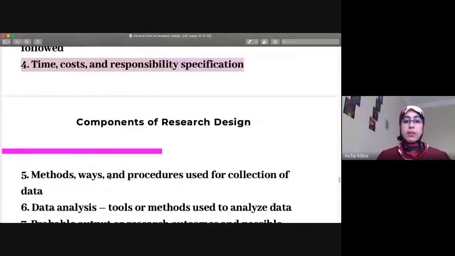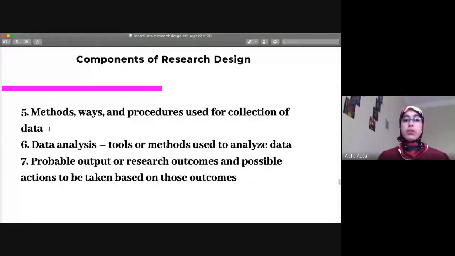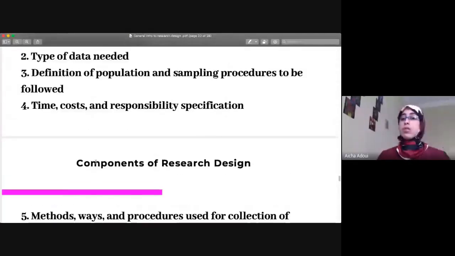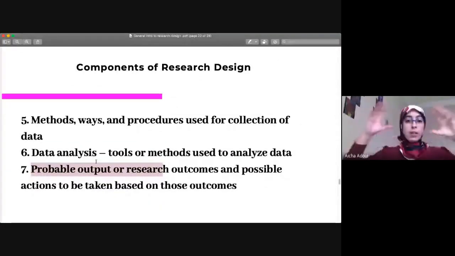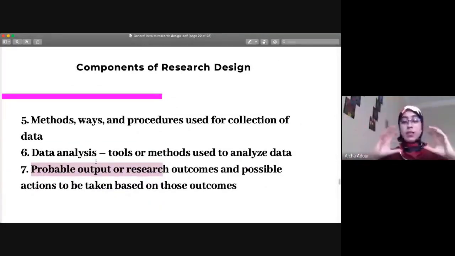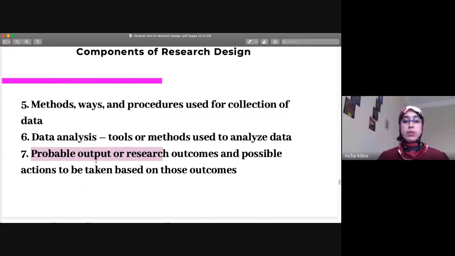Then again, the methods and ways, procedures you are following to collect the data. The data analysis, what are the tools, what are the methods, what are the approaches that you're going to use to analyze the data that you have, and what is the probable output or research outcomes and possible actions to be taken based on those outcomes. Again, as you can see, research design is very generalistic. It is, again, a master plan, as Zikmund said. It is the master plan, it is the backbone of your research.